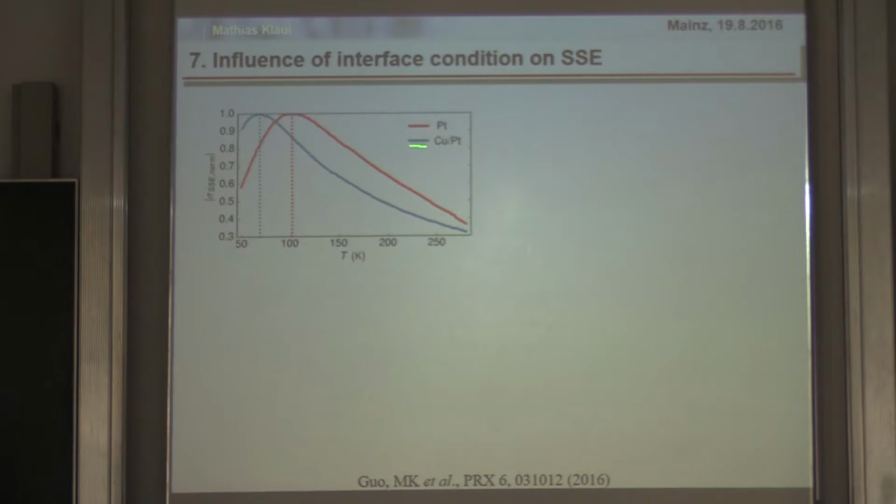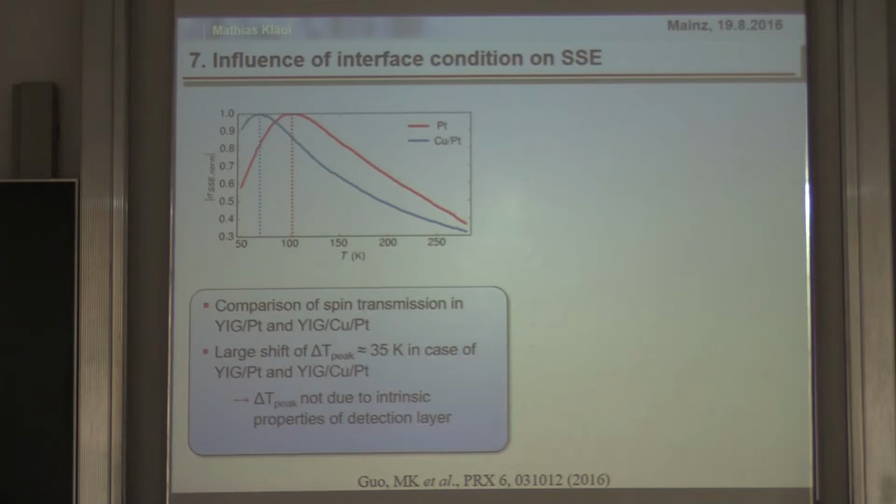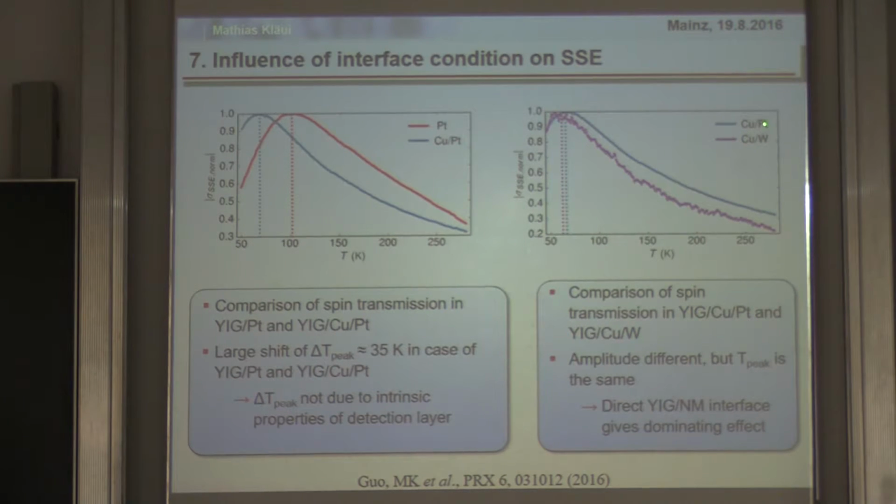If we now look at platinum and copper platinum, you see this is now rescaled, so they have the same peak height. Copper platinum has a peak at about 70 Kelvin, platinum at about 100 Kelvin. And now we look at platinum and copper tungsten, and we see that copper platinum and copper tungsten have a peak temperature roughly at the same temperature. So this means that even though the amplitude is different, the peak temperature is the same, so the copper seems to really dominate the temperature dependence.